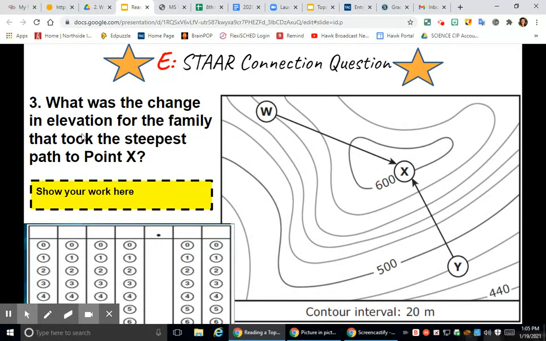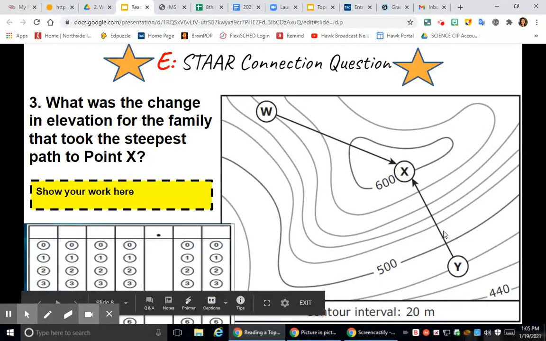Star test question. What was the change in elevation for the family that took the steepest path to point X? So here's point X, the top of your hill or mountain. It's 600 meters. We need to know which one took a steeper path, W or Y. Since the contour lines are close together here, I would say Y took the steepest path because here your contour lines are further apart. So, knowing this is the steeper side, we want to take the change in the elevation for this family. So you have to find out, well, what elevation are they on, and where they want to go is 600, so you have to take the difference.